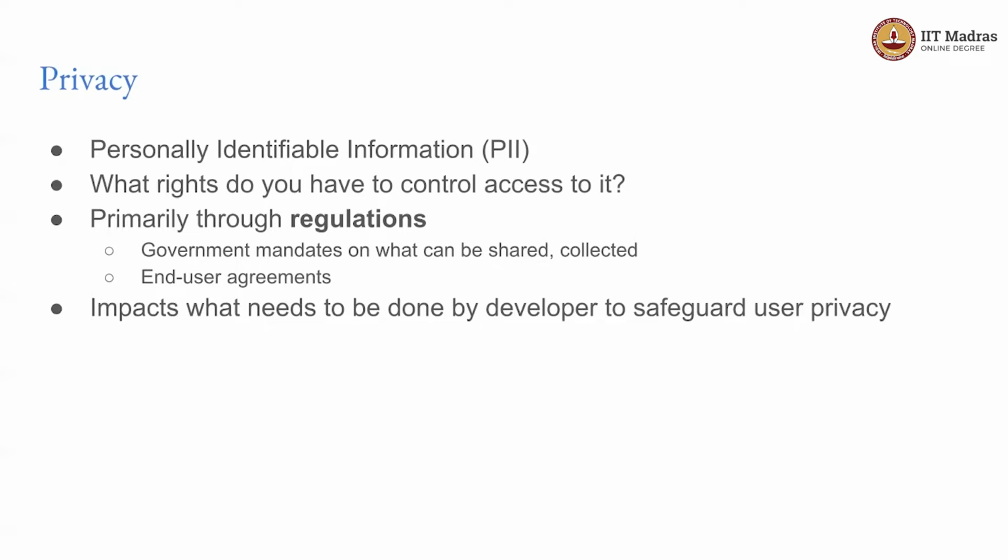Now, privacy is primarily governed through regulations, and governments mandate what can be shared and collected. In many cases, governments may have certain rules, but it is quite likely that the private entities or the corporations that run certain applications or that run certain websites would have their own rules. The main reason is that when a corporation takes on collection of personally identifiable information, at some level, they are also liable for how that information is used.